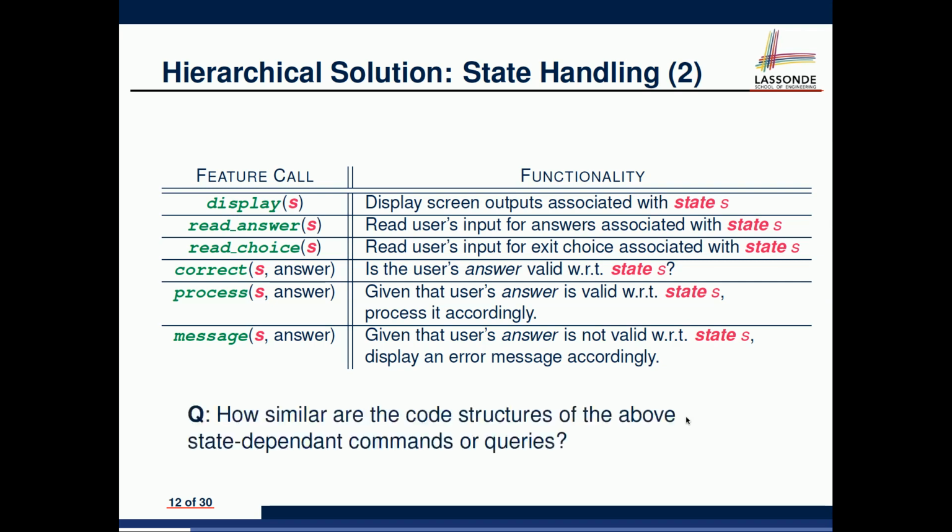And here is my question for you. If you imagine that you're going to implement display, re-answer, re-choice, correct, process, and message, if you're going to implement every one of them, how similar will they be from sub-function to sub-function? Or will they look very different? To help you judge this design, you may also want to think about the single choice principle, which we just reviewed. Basically, the single choice principle tells you that you really should not have duplicates whenever possible. But in this case, do we have duplicates?